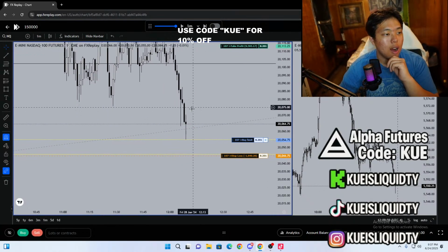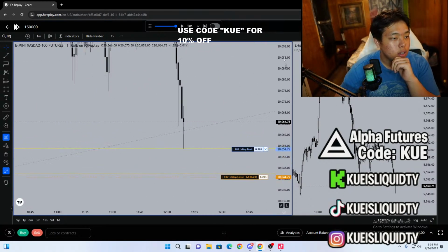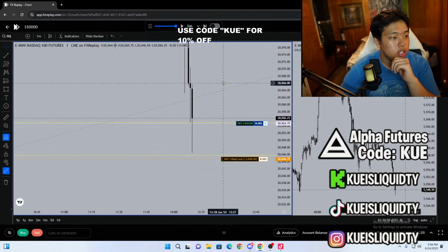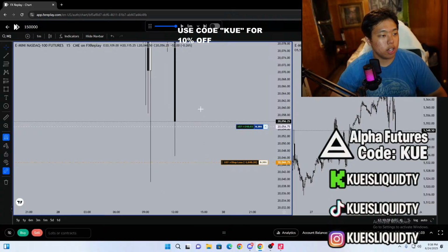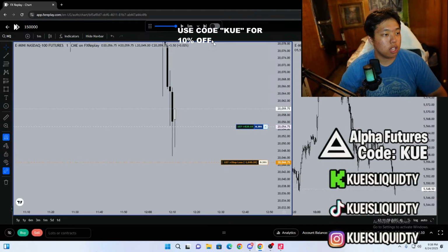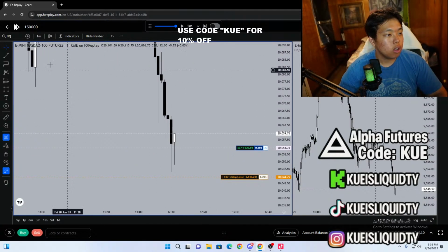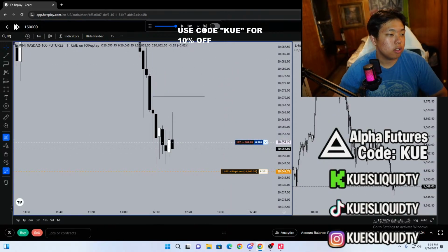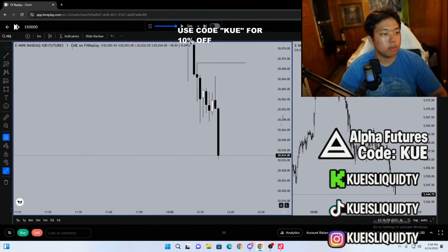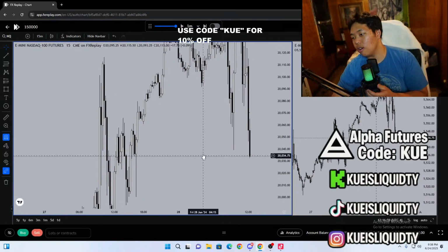Okay, so our breaker got stopped. I don't know how we didn't get tagged here. Now our rejection block here is getting tapped. I want to see if price rejects this. We could look to target this first imbalance here. Oh my gosh, man.